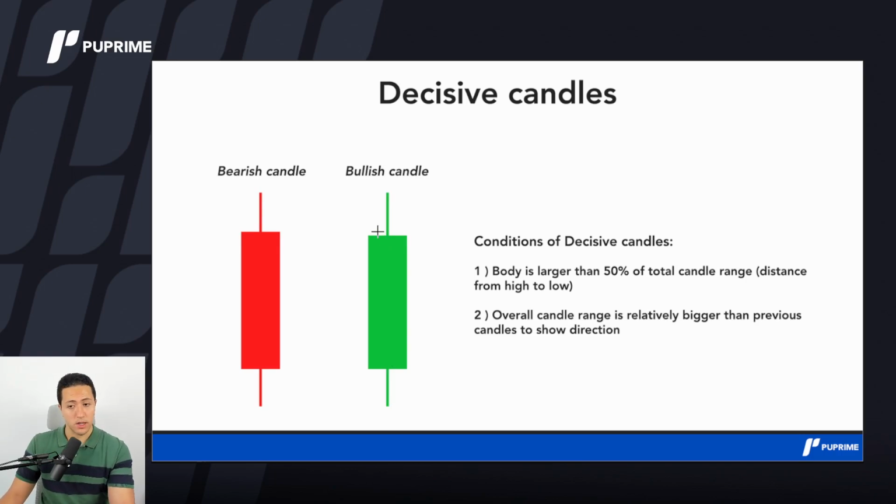So the body should be bigger than 50% of the total range, and it's relatively bigger than the previous candles. Same for the bearish: the open is here, the close is here, and the total candle range should be slightly bigger than the previous candles.